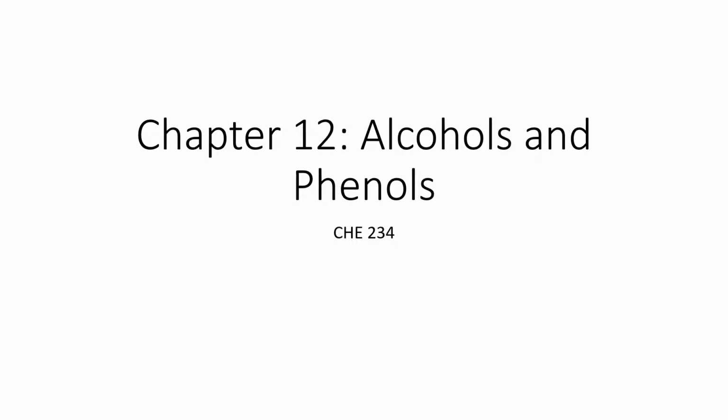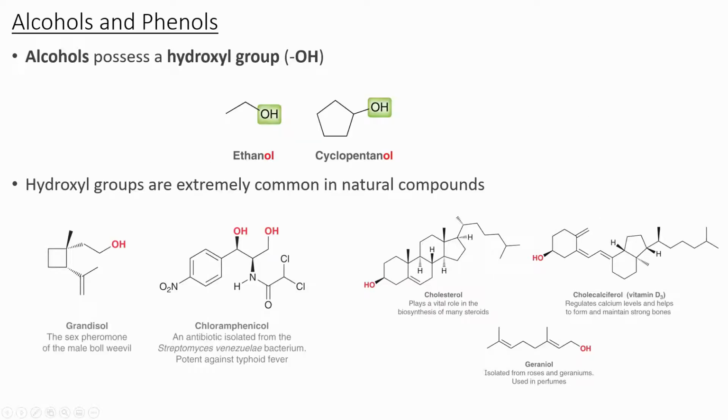Welcome. In today's lecture, we will be covering Chapter 12, where we will discuss two functional groups, alcohols and phenols. An alcohol is a functional group that is an OH bond. So any molecule that contains an OH functional group, a couple examples here are ethanol and cyclopentanol, is an alcohol.